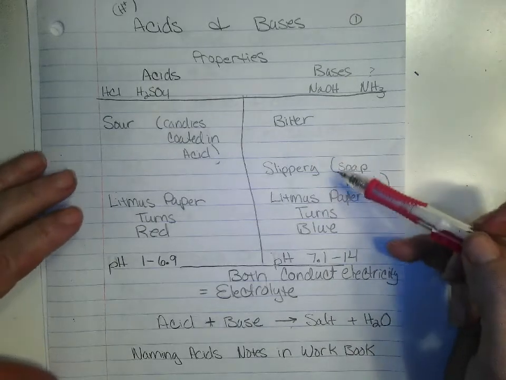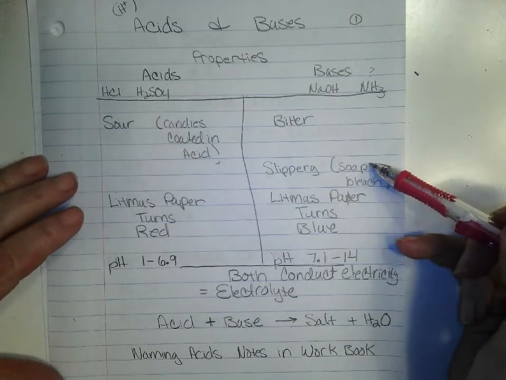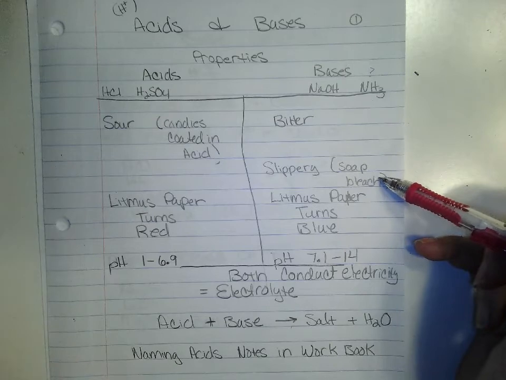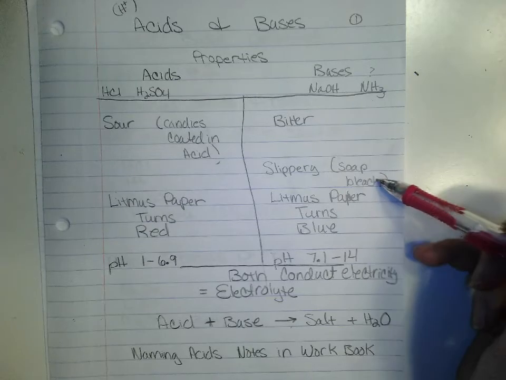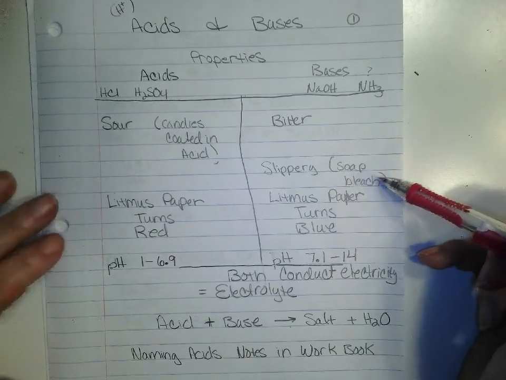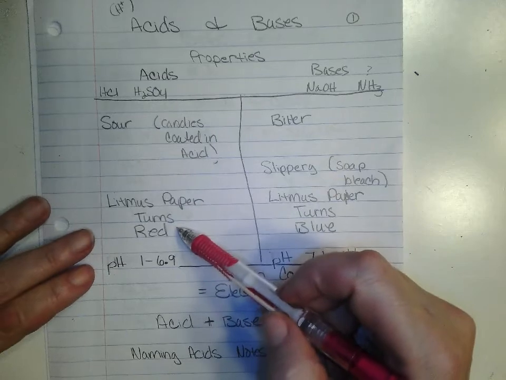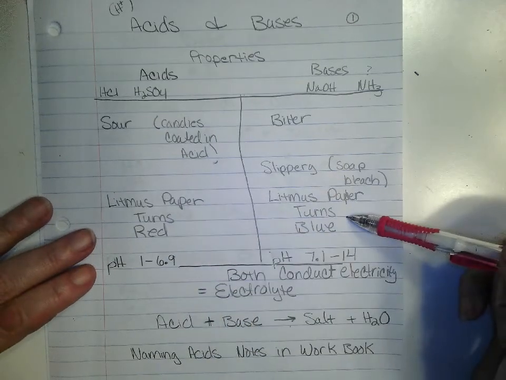So one thing to know about bases is they're slippery. Soap is slippery, and if you ever get bleach on your hands, they feel slippery. Bleach is a base. And when you wash it off, the slippery goes away, so you know it's gone. Litmus paper turns red with acids. It turns blue with bases.